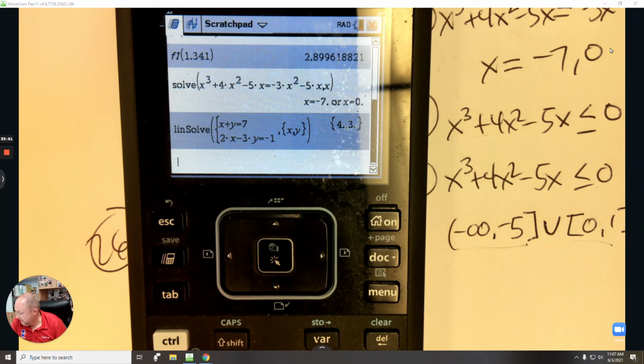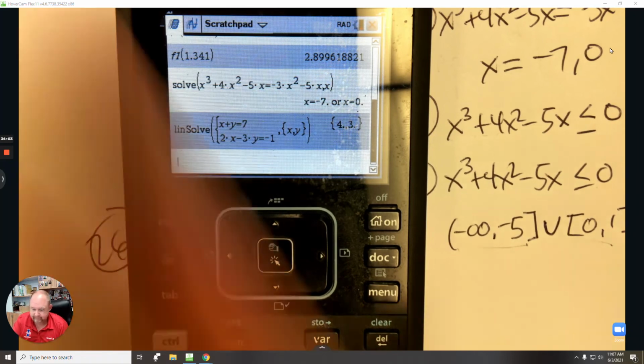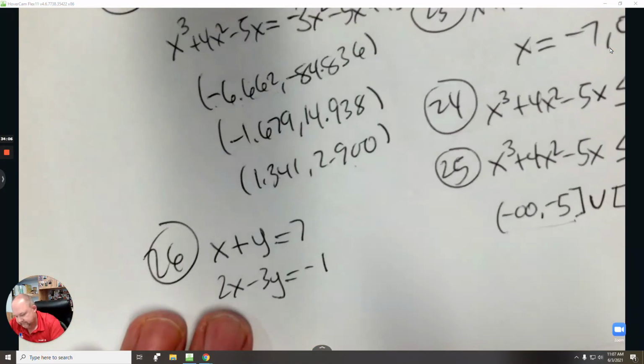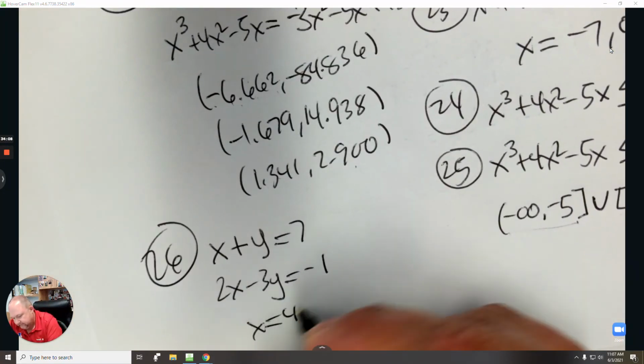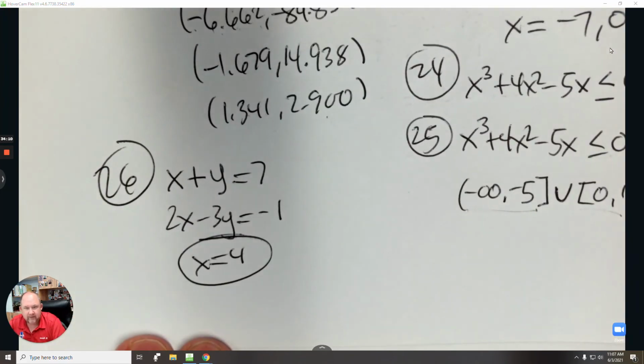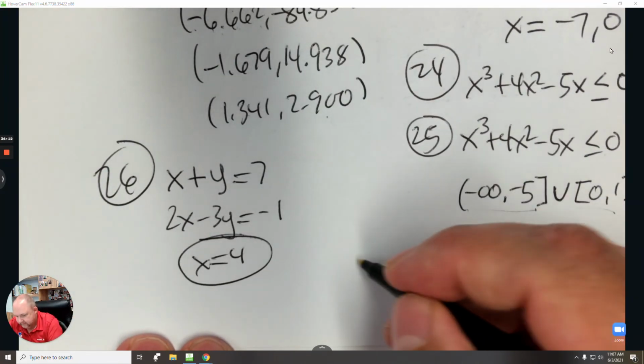So it says find the x-coordinate of the points of intersection of that graph. So the x-coordinate there is 4. That's all it's looking for. Using your calculator. All right, last one, 27.